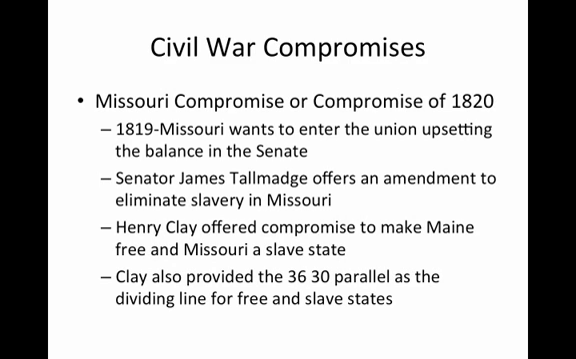This was rejected. Henry Clay then offered a compromise to make Maine free and Missouri a slave state. Up until now, Maine had been a part of Massachusetts. They carved Maine out of Massachusetts, made that free, and then made Missouri a slave state to maintain the balance. Clay then provided for a long-term solution based upon the 36°30′ parallel. The idea was to take this line at 36°30′, draw it out across North America, and then that would become a dividing line in which everything below would be slave and everything above would be free.